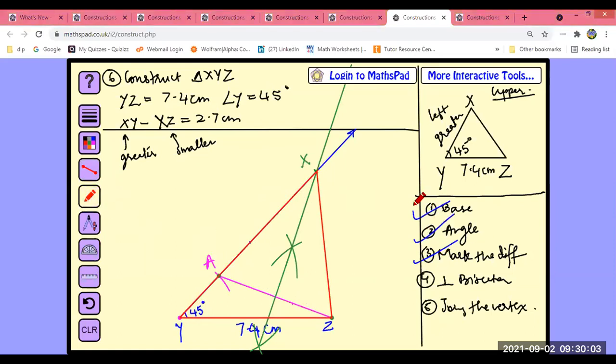So what are the steps? First the base, then the angle, mark the difference. Once you mark the difference, you have to draw a perpendicular bisector and of course mention this is perpendicular, this is the bisector. Okay, and finally wherever this perpendicular bisector meets the 45-degree angle, there are two lines only. So joining these two lines, you get the third vertex, and join it to the other remaining end. That completes the construction. Okay.